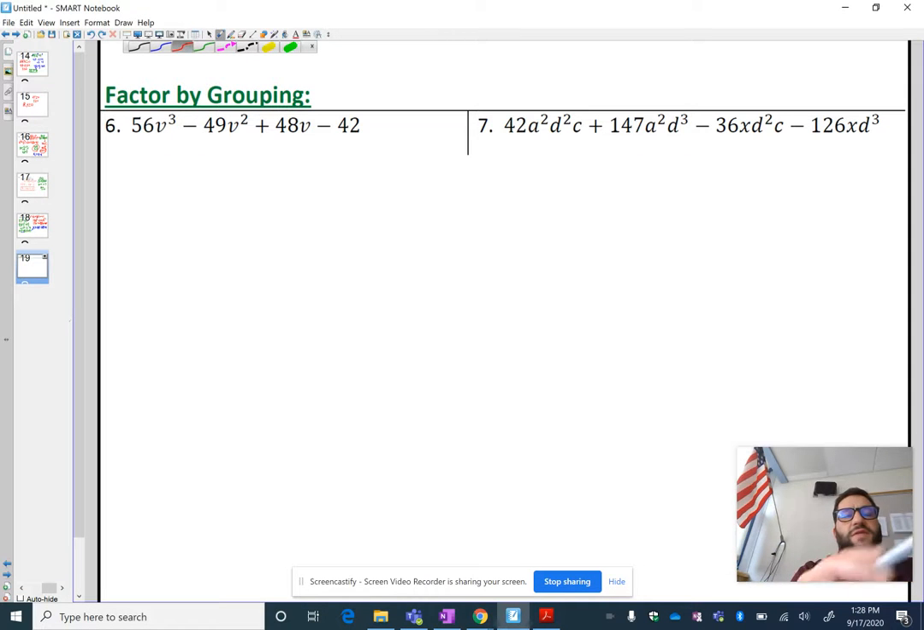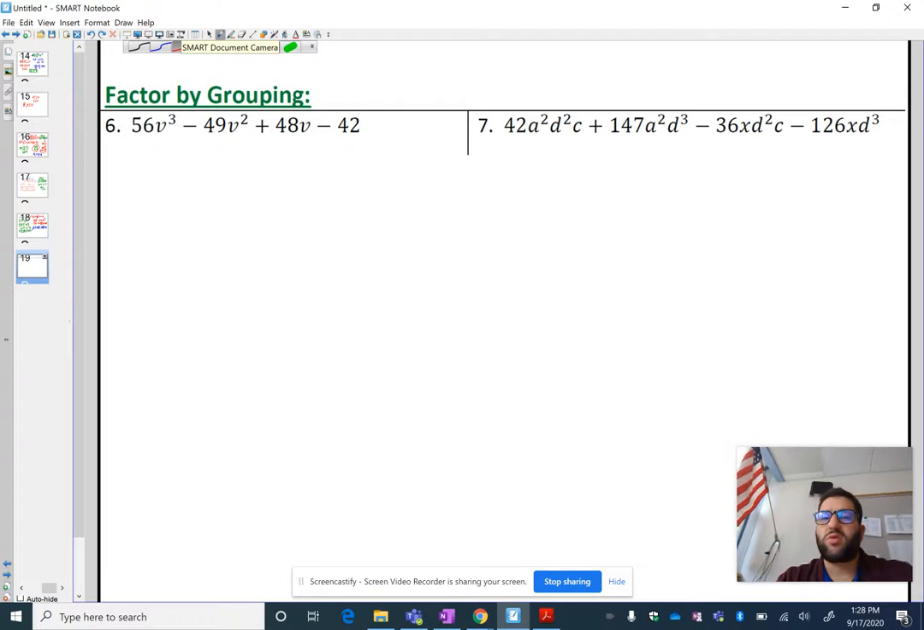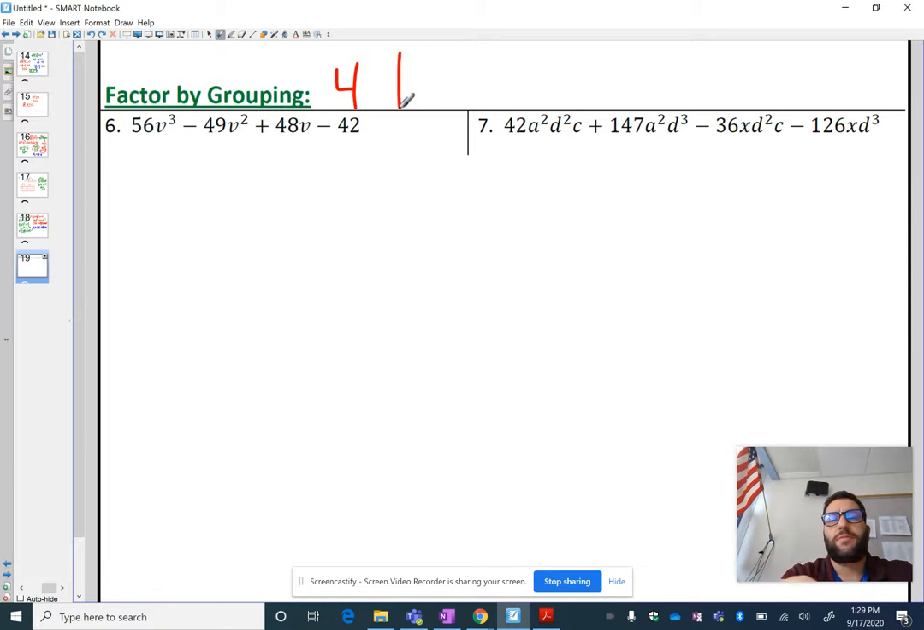Another way to factor is factor by grouping. As a student, your teacher right now is throwing all these different types of ways of factoring out at you. How do you know as a student which one to use? Well, the difference of squares, you're looking at two things that are usually squared, but factor by grouping, I'd say most of the time you're going to see four terms.